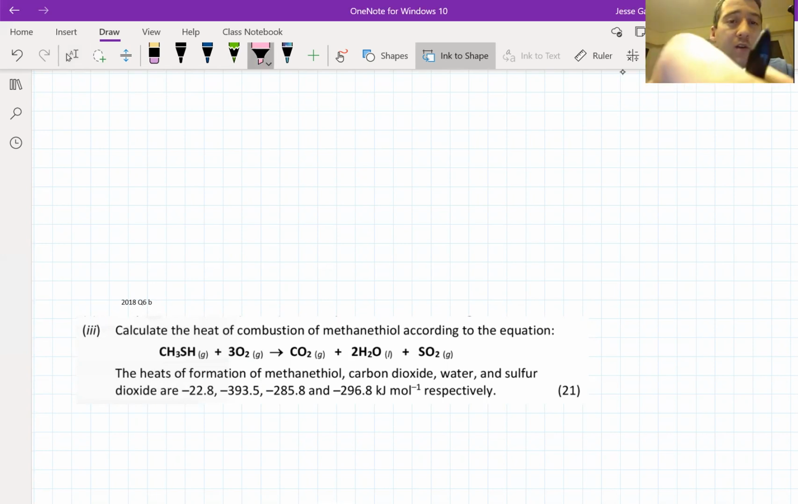Here is how we do it. So calculate heat of combustion of methane thiol, which is methane thiol according to this equation. So you get the equation. Now, methane thiol has to be this one here because it's the only one that looks different than stuff I'm used to seeing. I've got carbon dioxide, water, sulfur dioxide. I know all of them. So this first one must be this methane thiol here. So the heats of formation of methane thiol, it's the first name in the list, and therefore it must be the first number, like that. Okay, so what I want you to do is I want you to pause the video and I want you to do the next three for me.